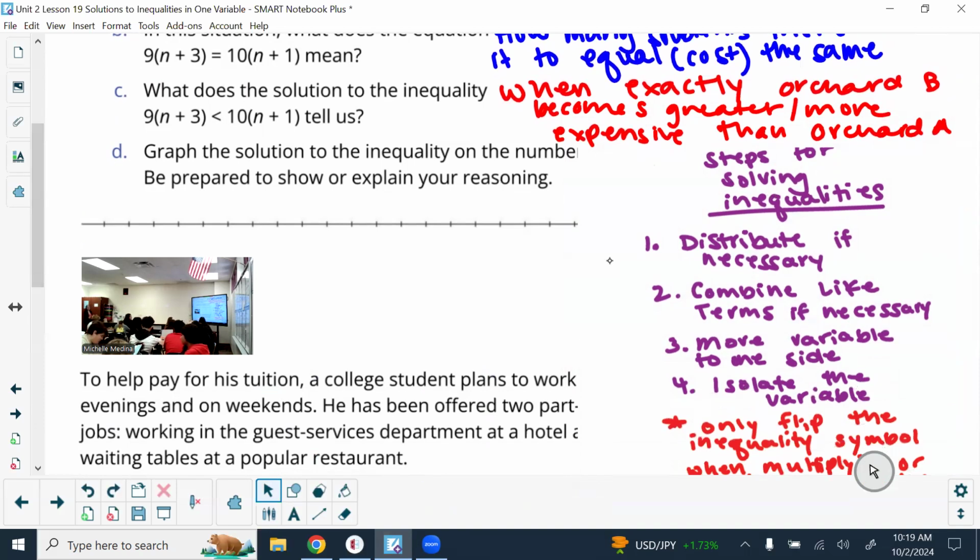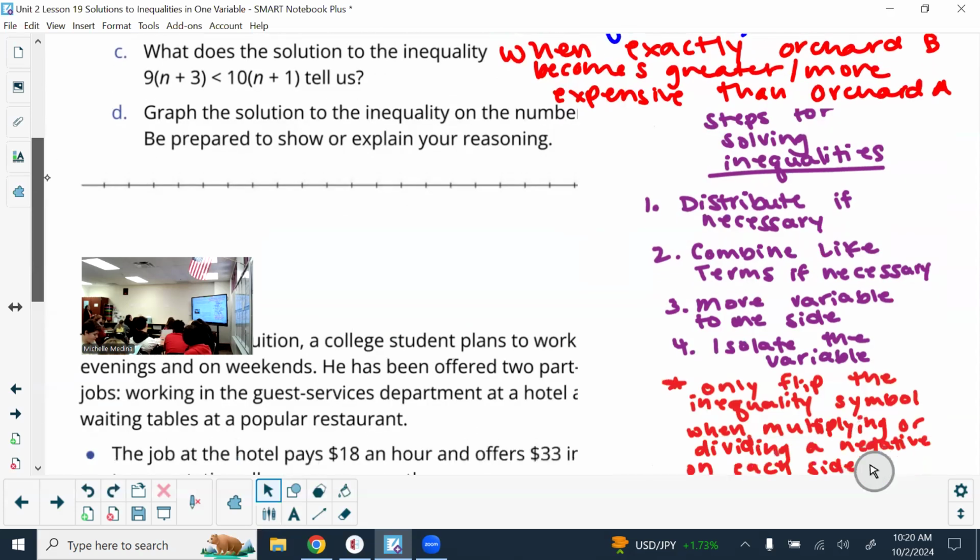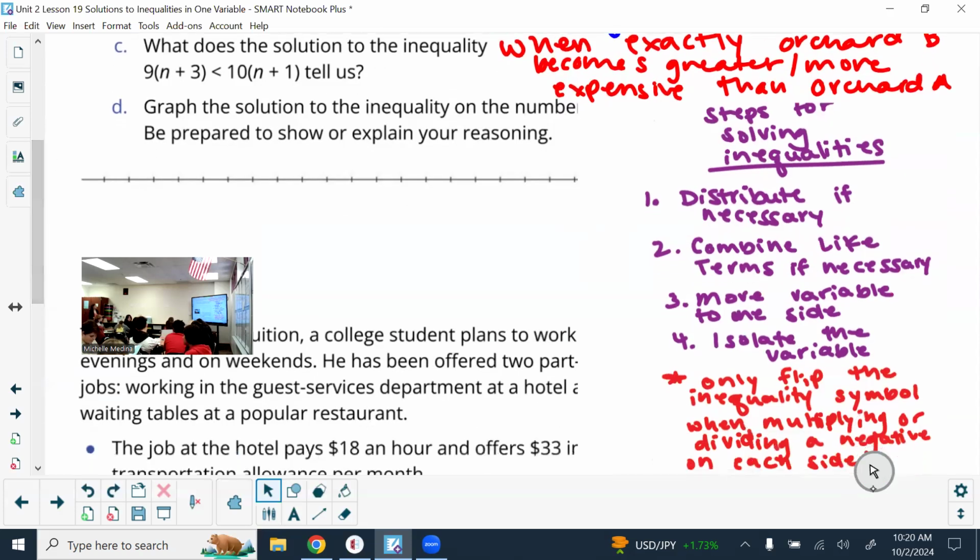So notice that the steps in purple are the exact same as for when we're solving equations. The only thing that is different is what is starred in red, because that's the only way they're different. You only have to worry about flipping the inequality symbol when multiplying or dividing by a negative number. Everything else is the same as when you solve the equation. Again, you have space on the back to write this. Steps for solving inequality.